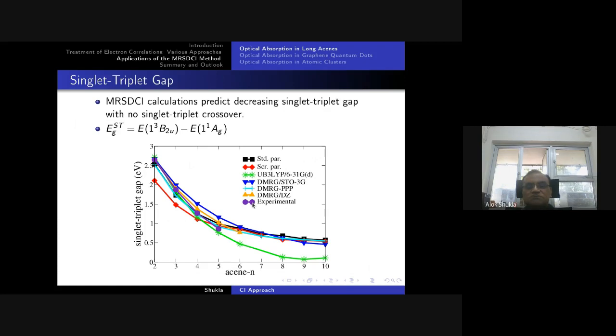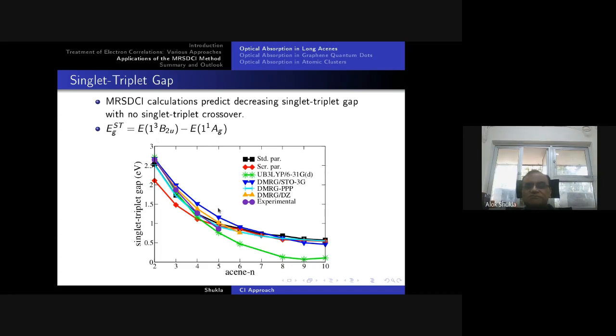Okay, so we see that for all the states, DFT calculation predicts for longer acenes a very small spin excitation, but none of the calculations are predicting that triplet will become the ground state, because then we would have to have a negative value.